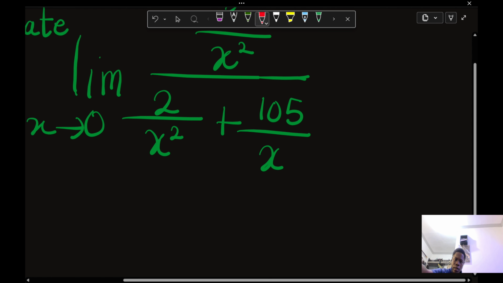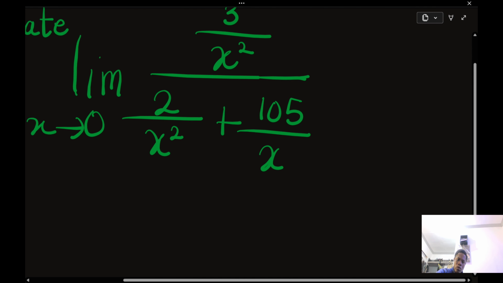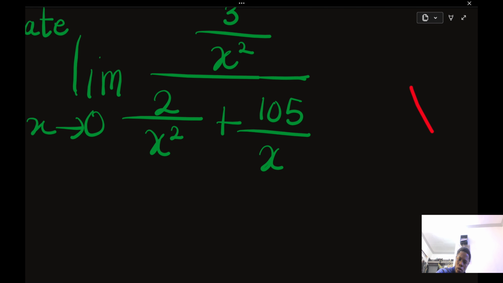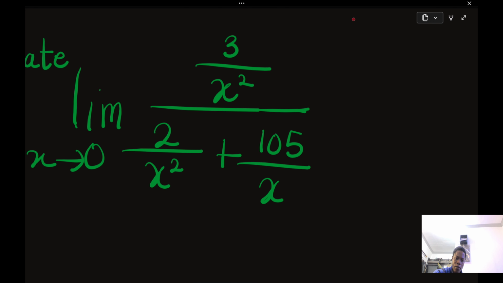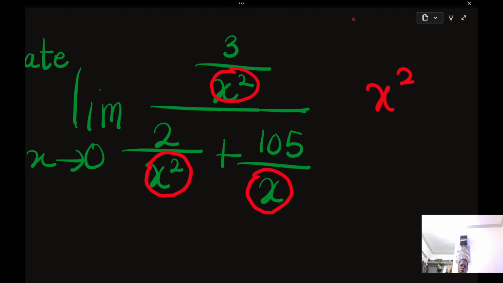So let us look at the variables with the highest power. You can see that here we have x squared, here we have x squared, and here we have just x. So the one with the highest power will be x squared. So we are going to simplify the expression using x squared to multiply through.